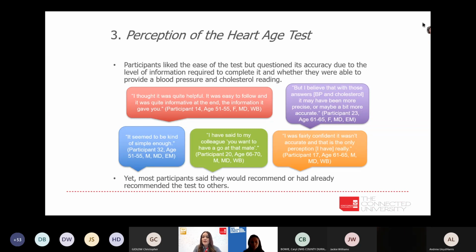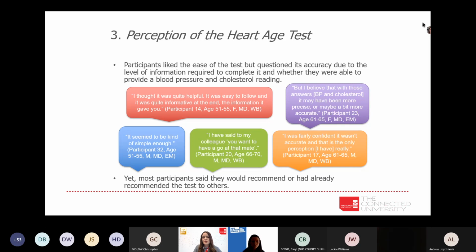But they did question the accuracy due to the level of information required to complete it and whether they were able to provide a blood pressure and cholesterol reading, as reflected in the purple bubble there. But they believed that with those answers, blood pressure and cholesterol, it may have been more precise or a bit more accurate. So participants felt that with that information, the estimated heart age might have been more personalised to them than using the average if they didn't have that information present.